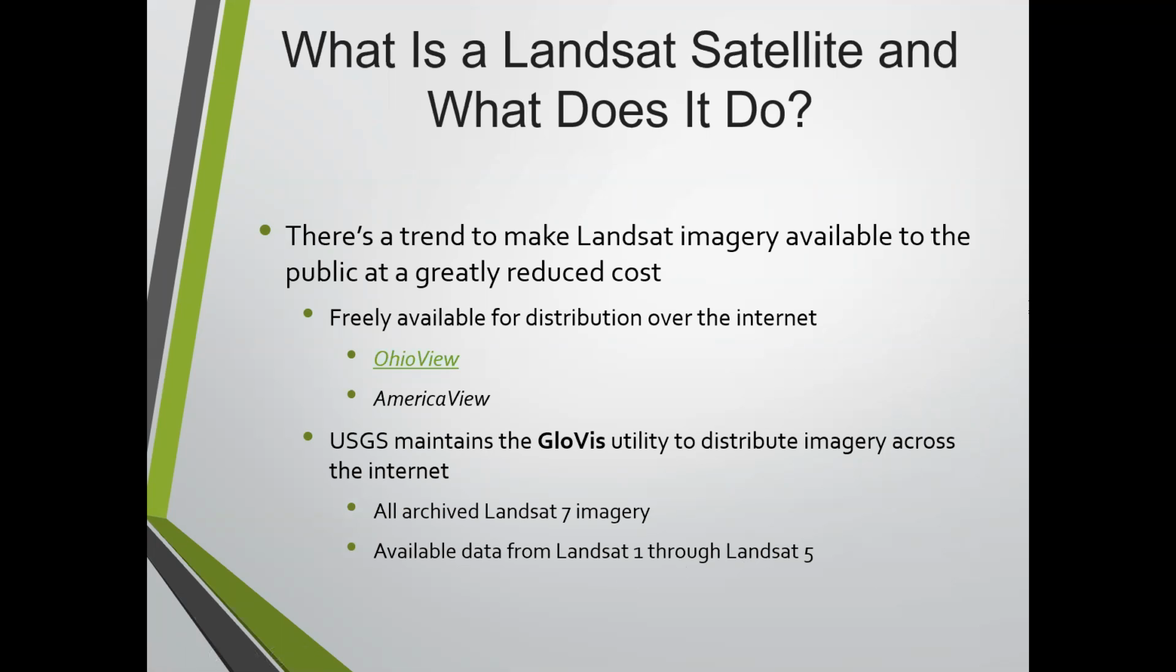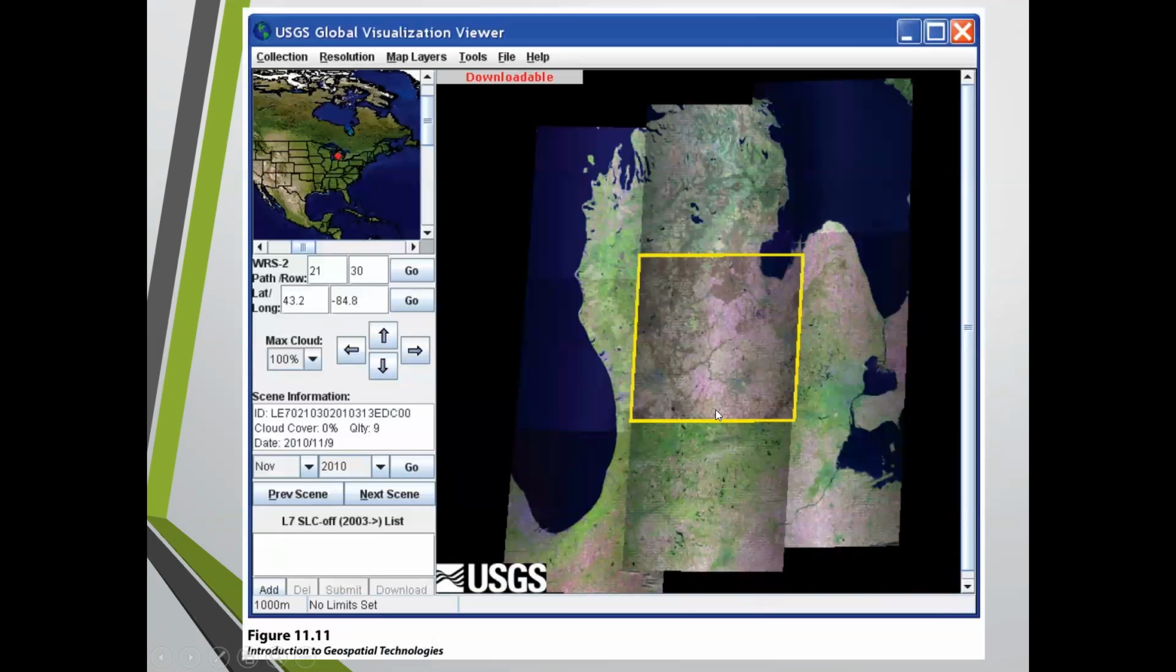So some of that, again, may be at cost, and it depends on who you go to, but I believe this is free if you go to the Ohio View stuff, so you can get that from those guys. So this is an example of the Global Visualization Viewer, that GLOVIS that we were talking about from the USGS, and it's kind of cool because you can go in and define what you want.